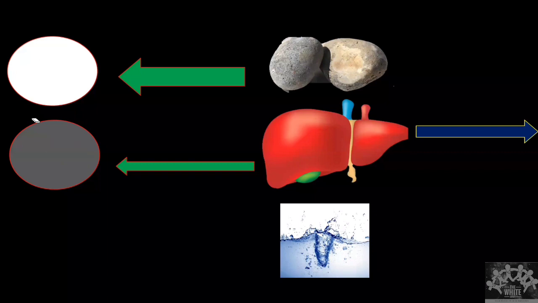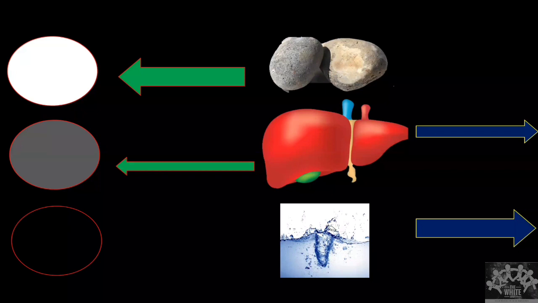Now imagine if I send the same sound through water, what will happen? All the sound is passed through it. So when all the sound is passed through it, will you expect any color change in the ultrasound image? You will not see any color change in the image. So it appears black. So we have a black image because of water. Water will not reflect anything, so it appears black. Liver will reflect somewhat, so it will appear gray. And the stone will reflect almost all the sound, so it will appear white.